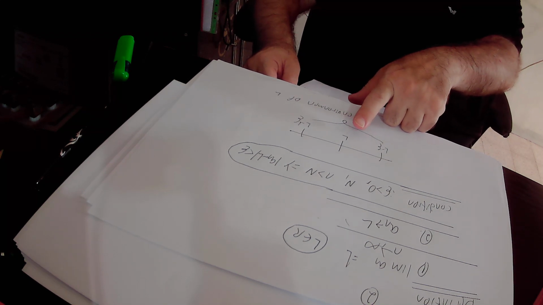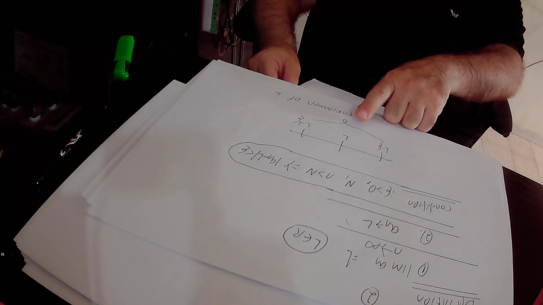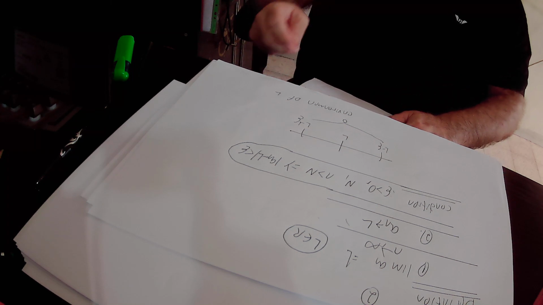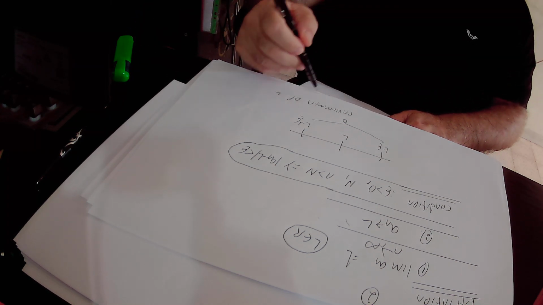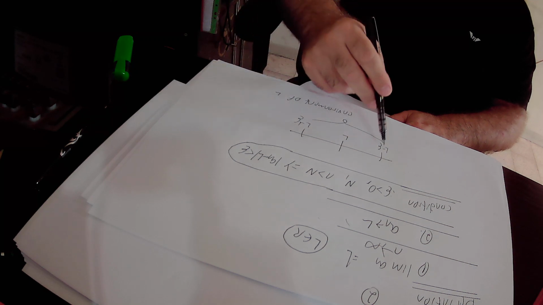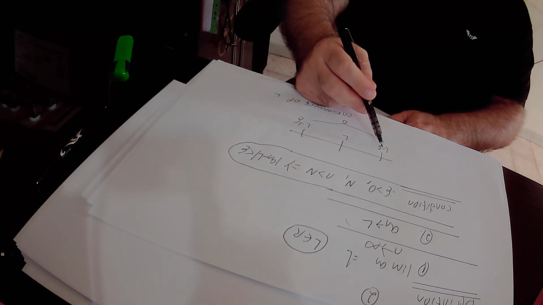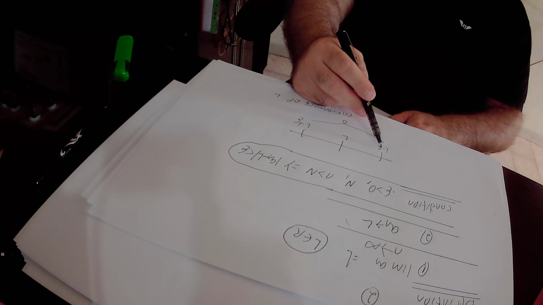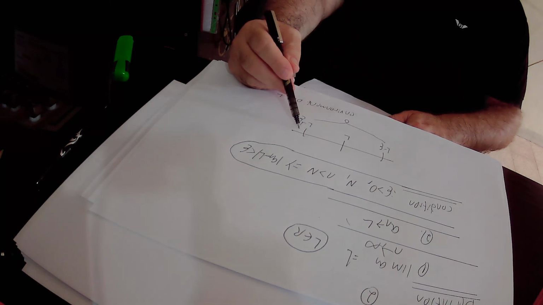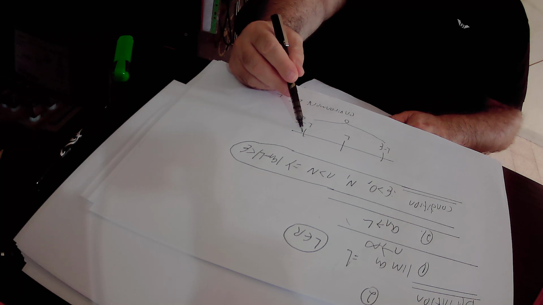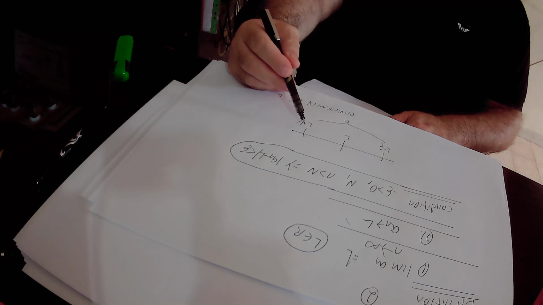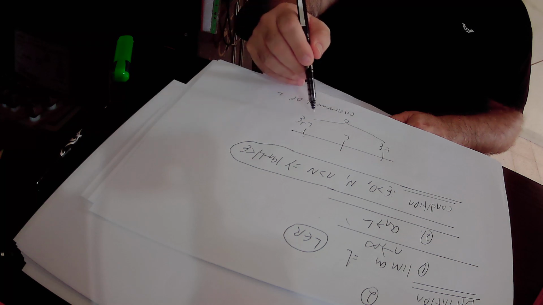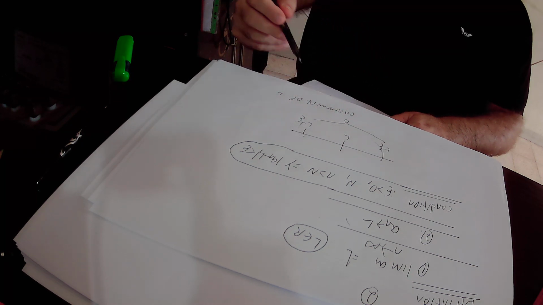Here L is the limit of sequence an when n tends to infinity. So the environment of L starts from the point L minus epsilon, and the point L minus epsilon itself is not included in the environment of L, and ends at point L plus epsilon, and the point L plus epsilon is not included in the environment of L. So this is the environment of L.